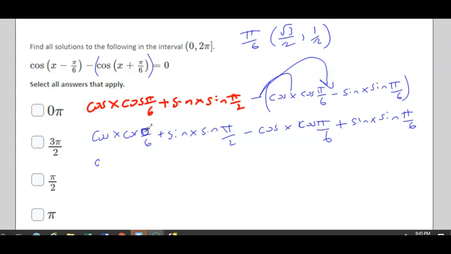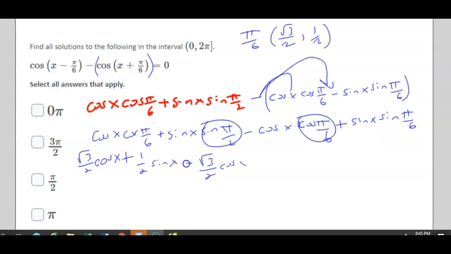So we have radical 3 over 2, cosine of x. Right here, this is 1/2, this is 1/2, so 1/2 sine of x. Alright, this right here is radical 3 over 2, so negative radical 3 over 2 cosine of x. And this right here is 1/2, so 1/2 sine of x. And that equals 0. Now, if you look, this is going to cancel with this one because 1 is positive, 1 negative. And I have 1/2 plus 1/2 is actually 1. So 1 sine of x equals 0.